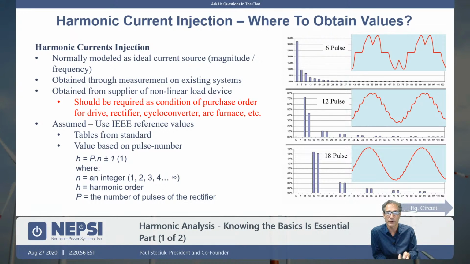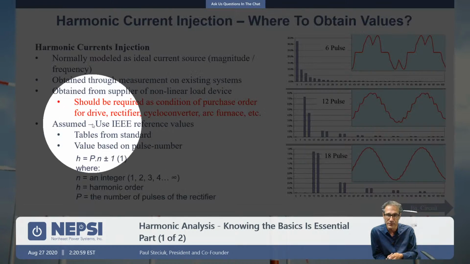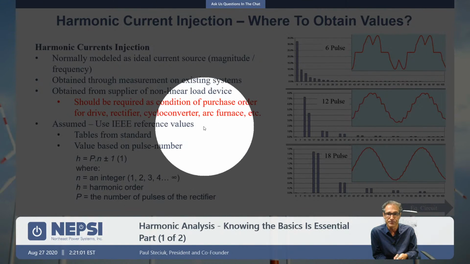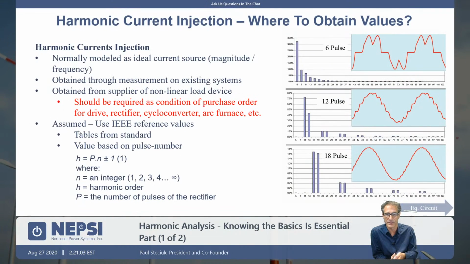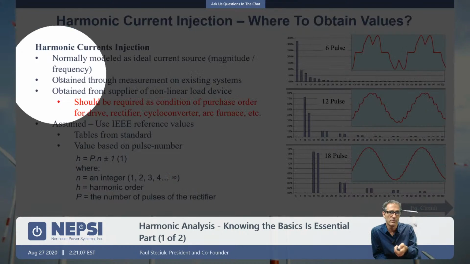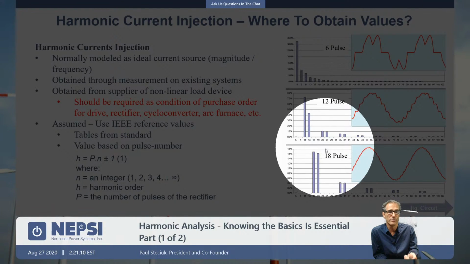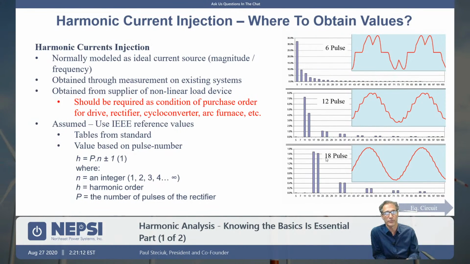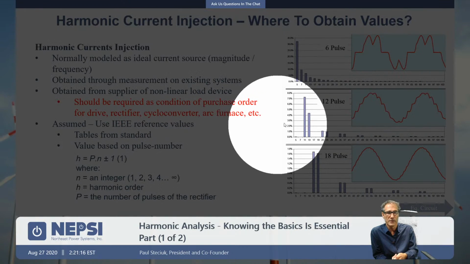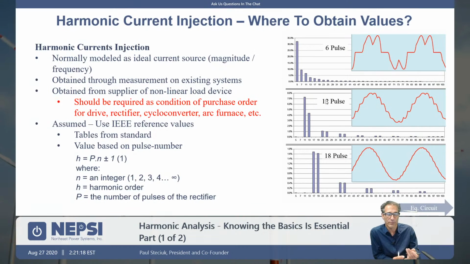Or you can assume typical data, as we do here. We talk about the typical data, and here we're showing that based upon the pulse number, if it's a 6 pulse, 12 pulse, or 18 pulse device, it produces different harmonics as this formula implies here. There are a lot of different places, through measurement, through talking with the supplier, or through assumed values. And if you just search on the internet, you can find lots of places where you can find that assumed value of current injection.